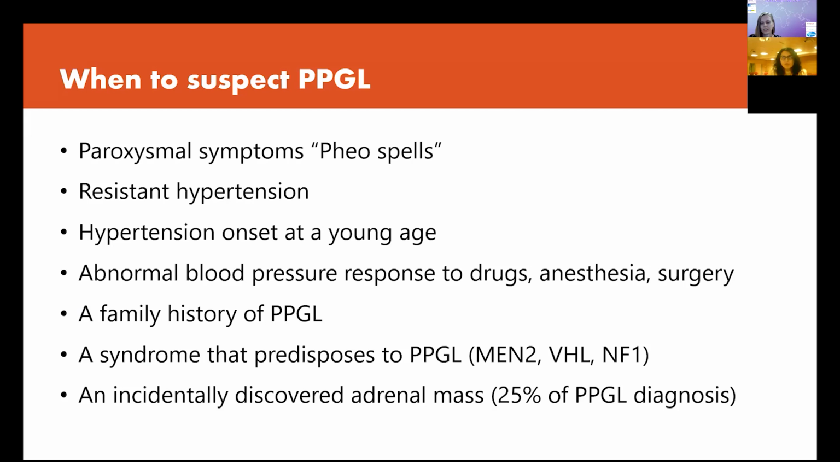And also one important population are patients with incidentally discovered adrenal masses. And we know now from recent publications that about 25% of PHEO diagnoses started evaluation and were diagnosed after the patient performed CT or MRI for an unrelated reason, and an adrenal mass was found and was later diagnosed as PHEO.